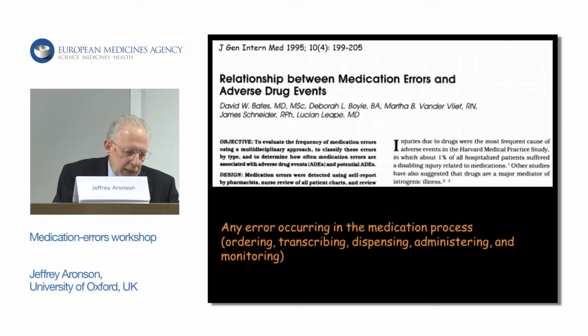Here's the next definition we've found, from Bates and his colleagues, 1995. He says, a medication error is any error occurring in the medication process. I don't know what you all think about that. People think that's a useful definition of an error. In fact, it's a circular definition.